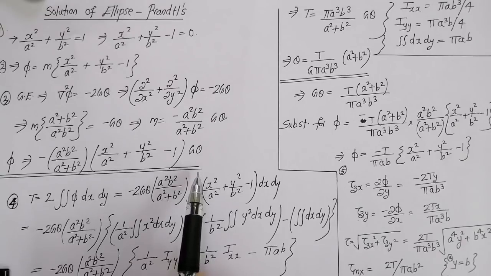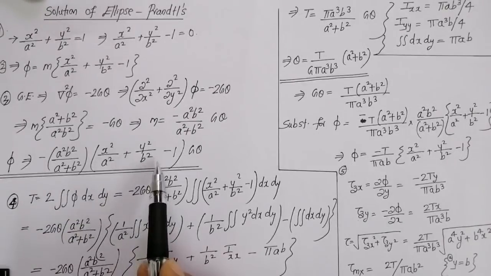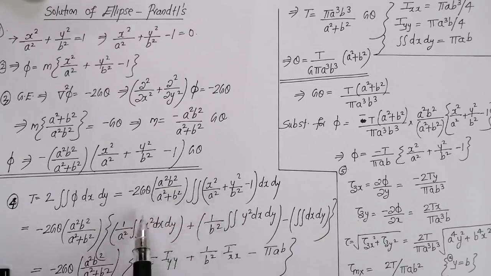Now in the question paper, you are asked to find out the torsional rigidity. So let us go into the torque equation. T is equal to 2 double integral phi dx dy. So the equation for phi we have obtained as above. So if you substitute this equation, we will get the equation in this format.